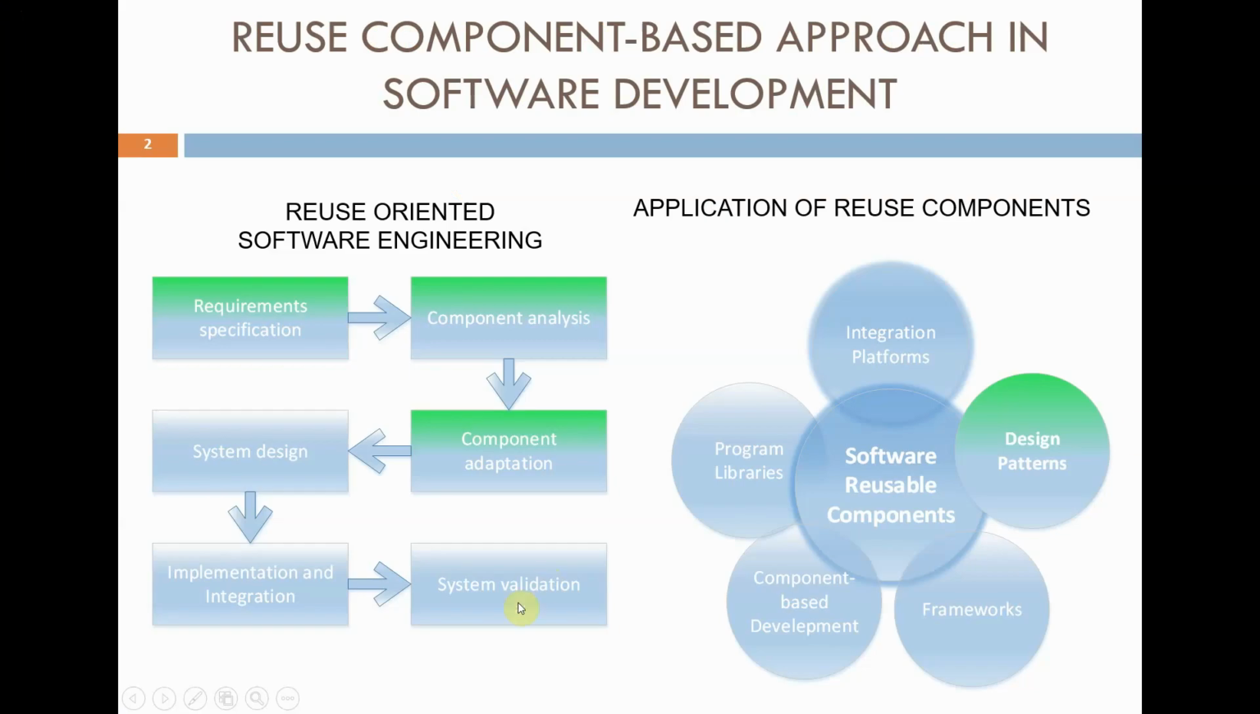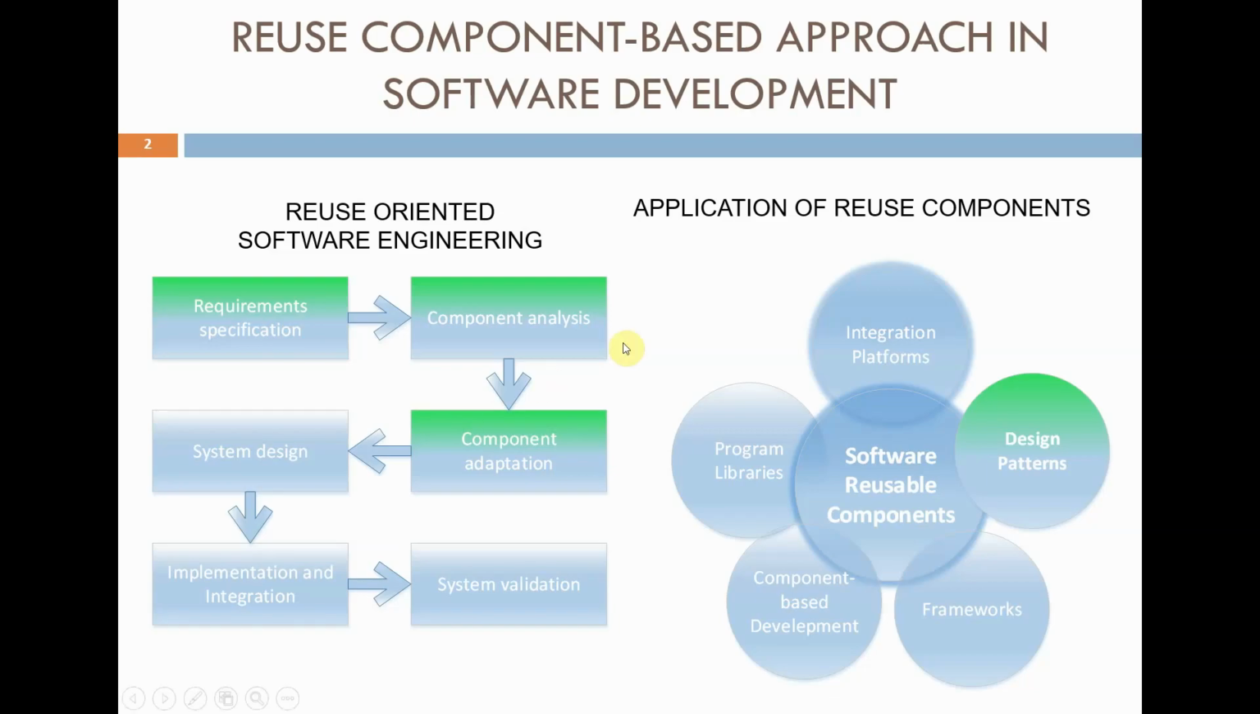In general, the reuse-oriented approach to software and computer system development includes 6 stages. These are requirement specification, component analysis, component adaptation, system design, implementation and integration, and system validation. The first 3 stages are different from other approaches, and we will try to automate them. Reuse components can be used in different ways, like integration platforms, design patterns, frameworks, and others.